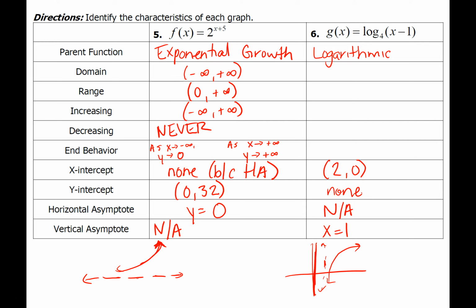Okay, so let's think about domain and range, or let's do increasing, decreasing. Remember, we're reading from left to right. This one is always increasing that way. So it is never decreasing.